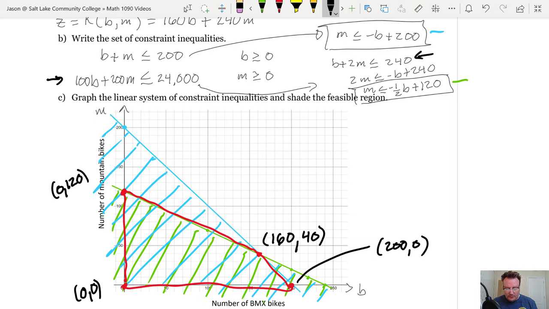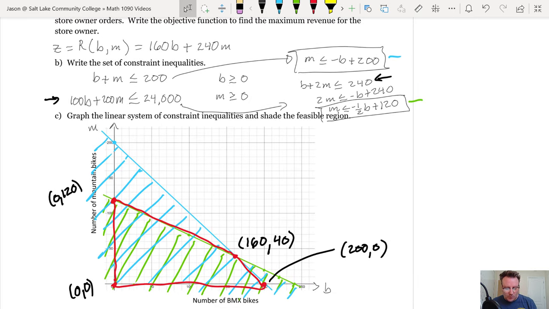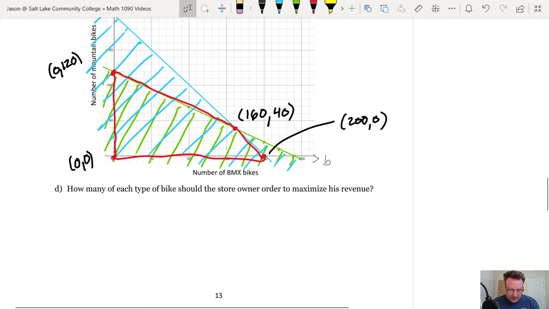So what do we do? All we have to do, the key theorem of linear programming is that the point that maximizes or minimizes the objective function will be at one of these corner points. It won't be in the inside of the region. It's going to be at one of the most extreme corners of the region. So now we're going to plug these four points that bound the feasible region into the objective function. What was the objective function? It's 160B plus 240M.